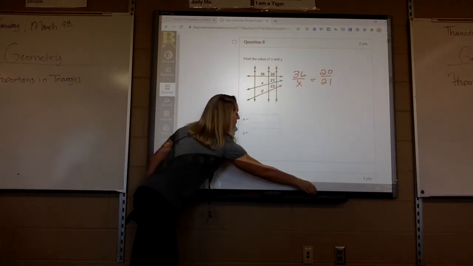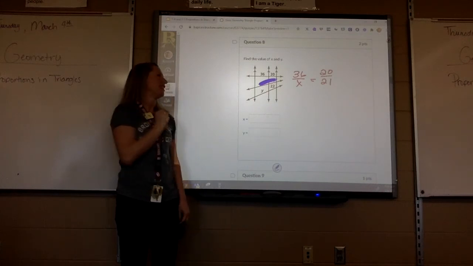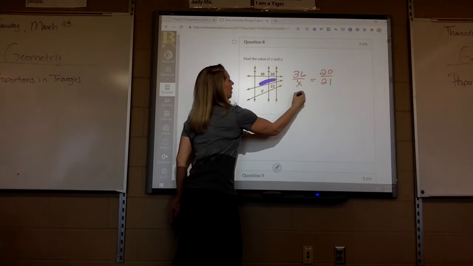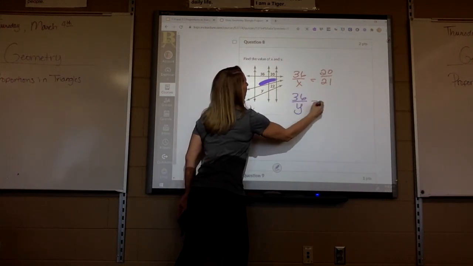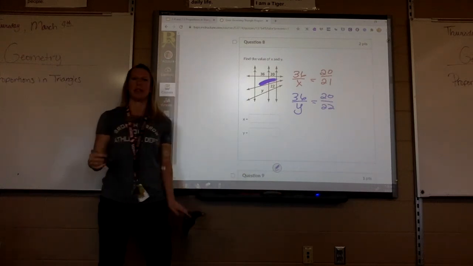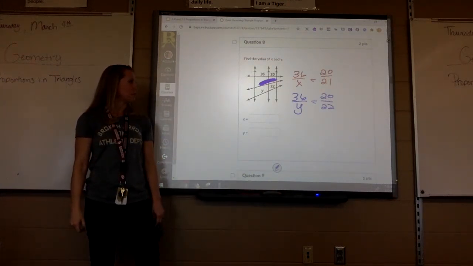When you find y, just ignore the x. So how could you set up the y proportion? 36 over 36 over y. 20 over. Yes. And then cross multiply and solve. So it's just 2 separate proportions that you have.